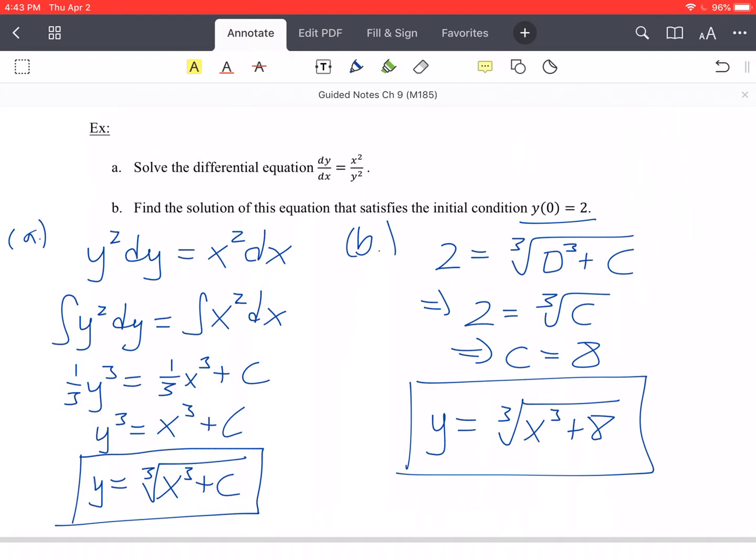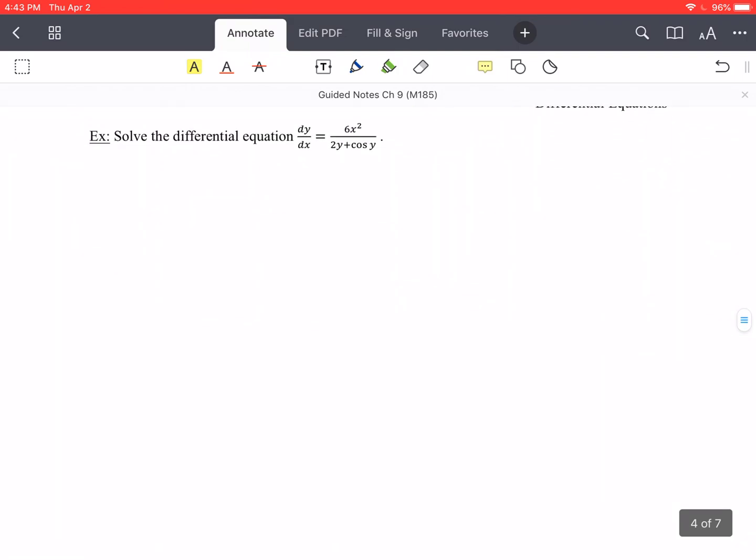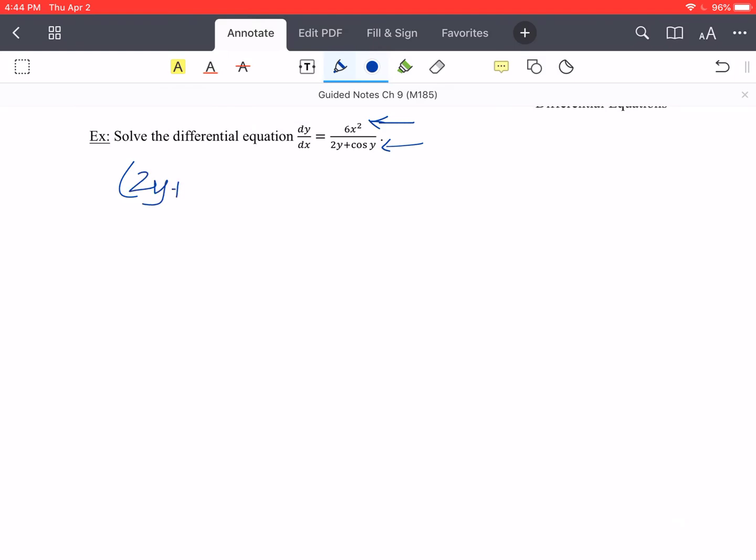Let's look at another one. So let's solve this differential equation. Again, notice the separability of this. So we have the y's here, the x's here. It won't always be this straightforward, but we are just getting started with this. So let's go ahead and cross multiply. So this is going to give us 2y plus cosine y dy equals 6x squared dx.